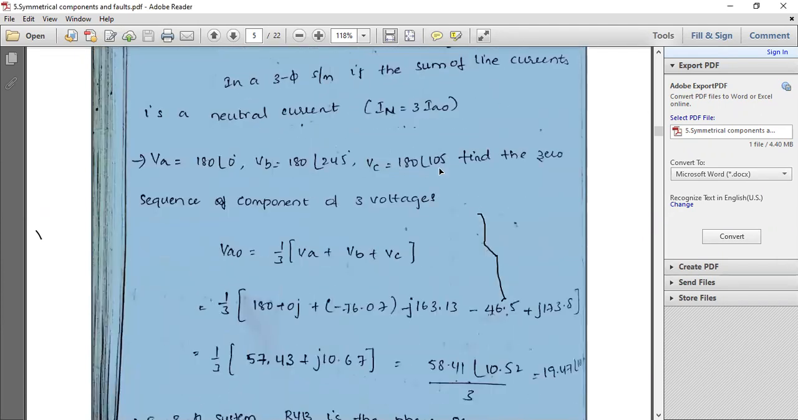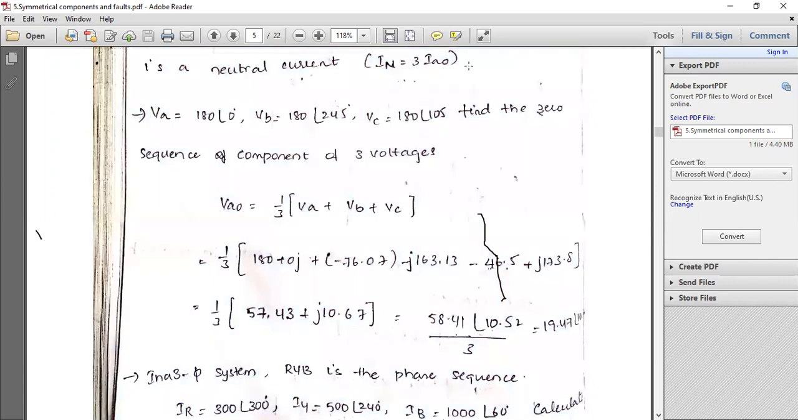Now here, please note down the problem based on this. VA is equal to 180 at an angle of 0 degrees. VB is equal to 180 at an angle of 245 degrees. VC is equal to 180 at an angle of 105. Find the zero sequence component of the three phases. Please note down the problem and solve this.